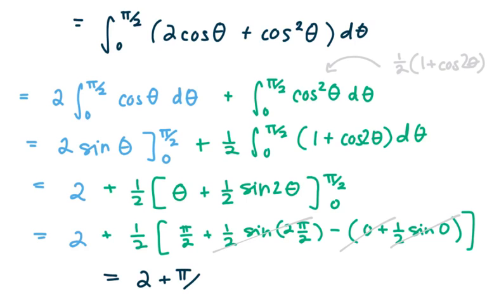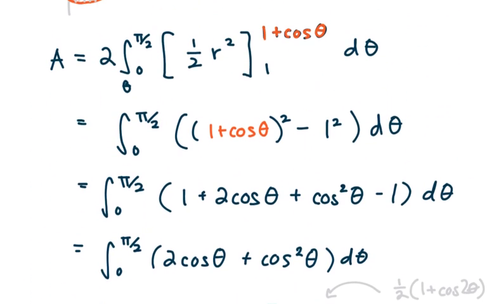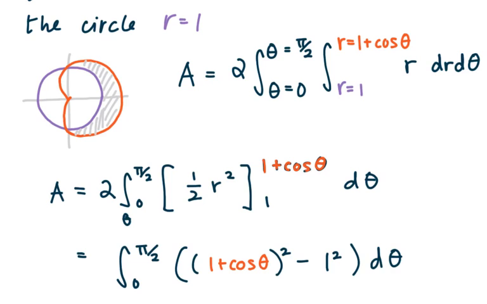That is the exact area of this polar region between the circle and the cardioid.